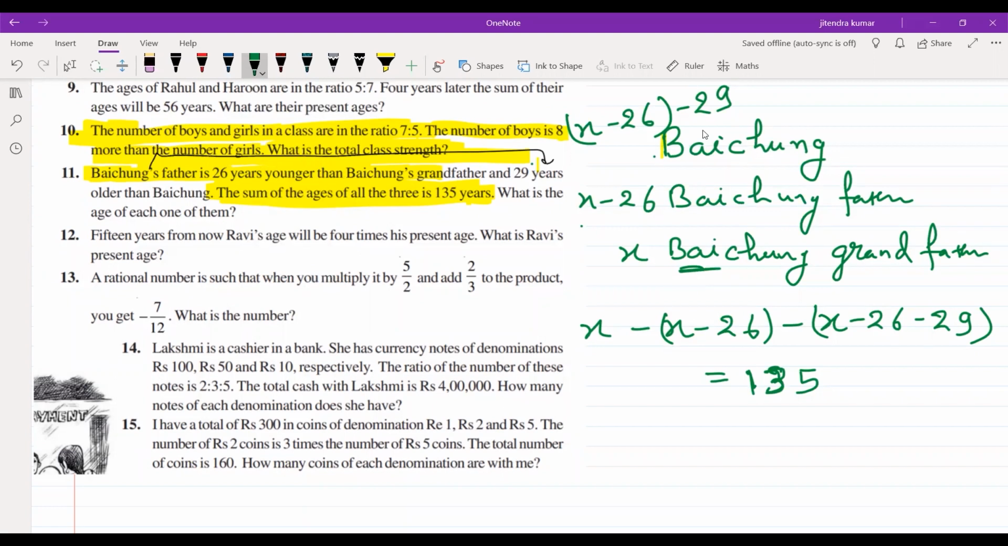Okay, so is it clear to all of you how you got this equation? Yes, sir. Okay, so now you have to add these three. So I just put the minus sign here. You just have to add these three and find what will be equal to 135. So find x, all of you. Please solve it and find the x.